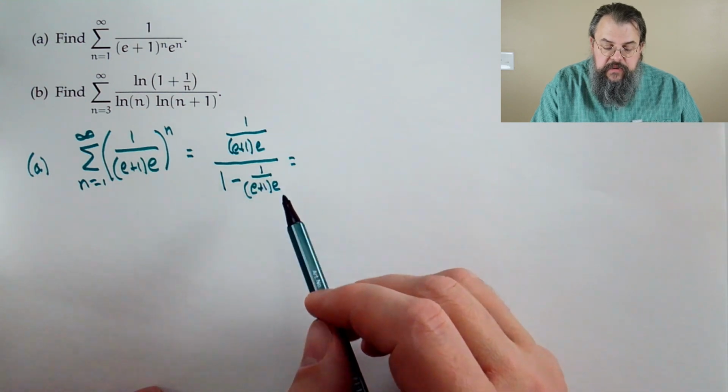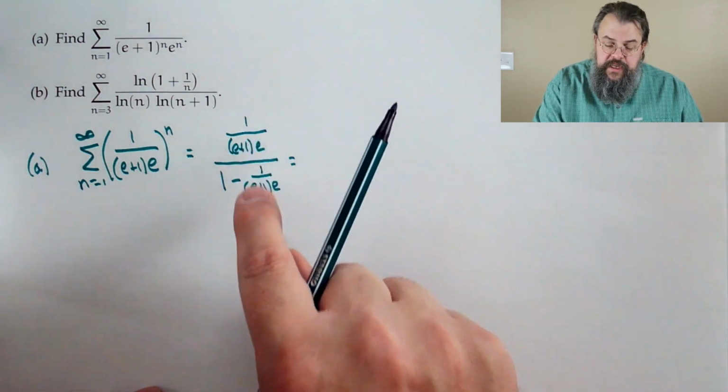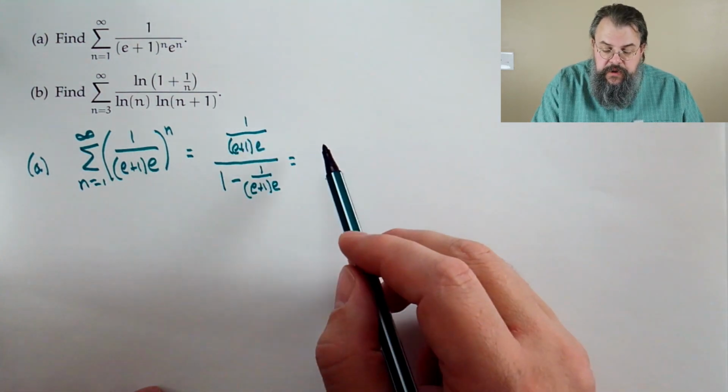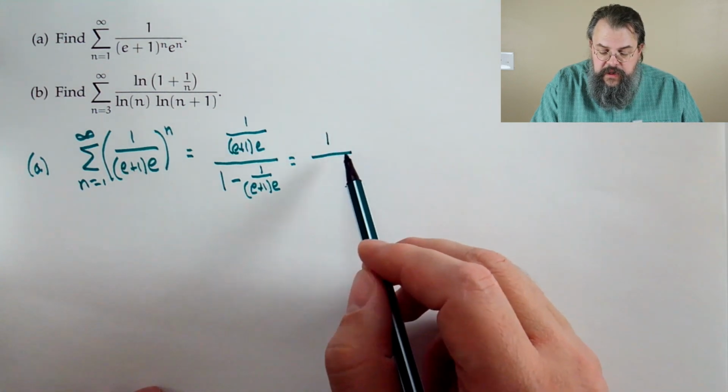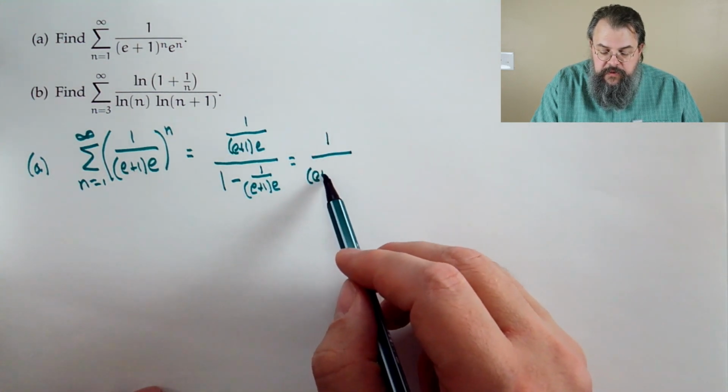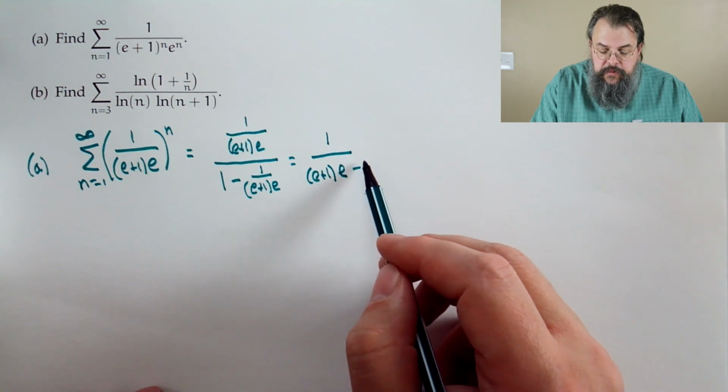Now, that's the correct answer. Let's multiply top and bottom by e plus 1 over e. If we do that, well, we'll get 1 there. Then we're going to get e plus 1 times e minus 1.